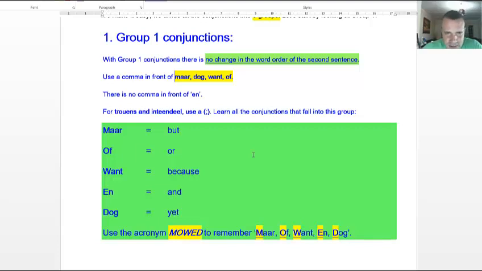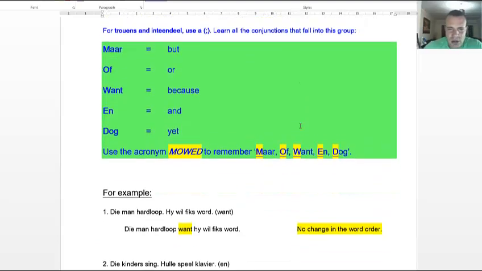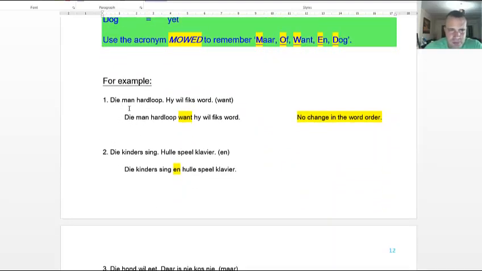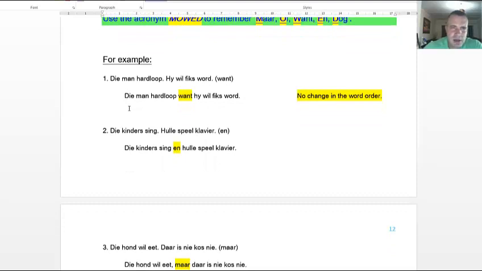If you're writing an essay or you're writing out an oral or something, try to stick to group 1 conjunctions, because that doesn't mess with your word order in the second sentence. So what do I mean by word order? Well, let's look at this example. Die man hardloop, hy wil fiks word. The man is running, he wants to get fit. Okay, so there's your second sentence. You don't want to write just short little sentences. You want to make it one longer sentence.